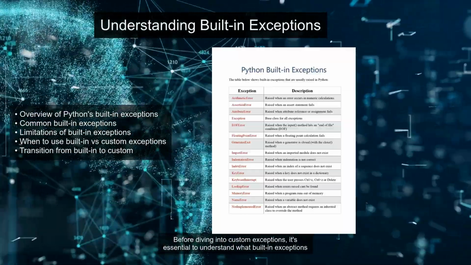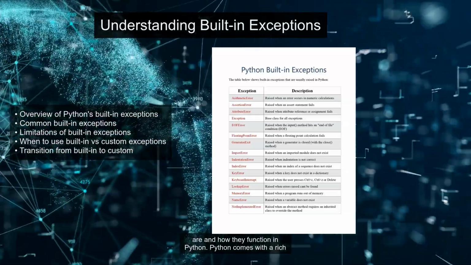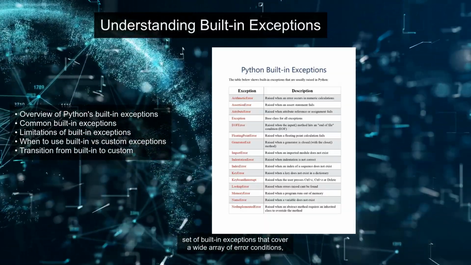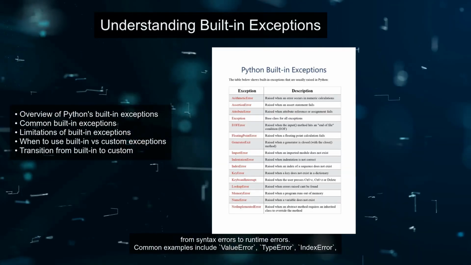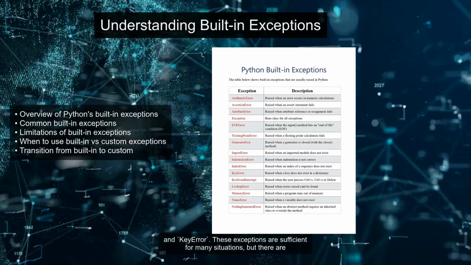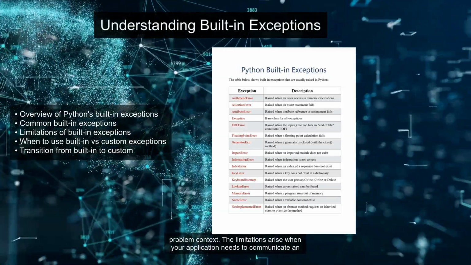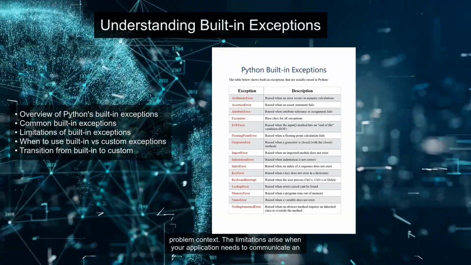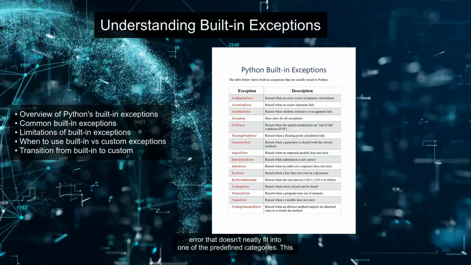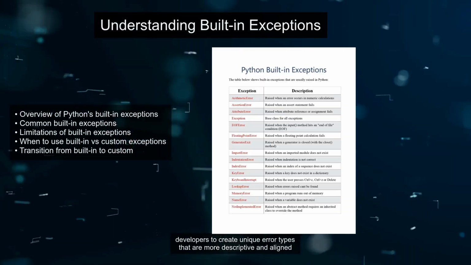Before diving into custom exceptions, it's essential to understand what built-in exceptions are and how they function in Python. Python comes with a rich set of built-in exceptions that cover a wide array of error conditions, from syntax errors to runtime errors. Common examples include ValueError, TypeError, IndexError, and KeyError. These exceptions are sufficient for many situations, but there are scenarios where they might not adequately convey the error's specificity or the problem context. The limitations arise when your application needs to communicate an error that doesn't neatly fit into one of the predefined categories. This is where the flexibility of custom exceptions becomes apparent.